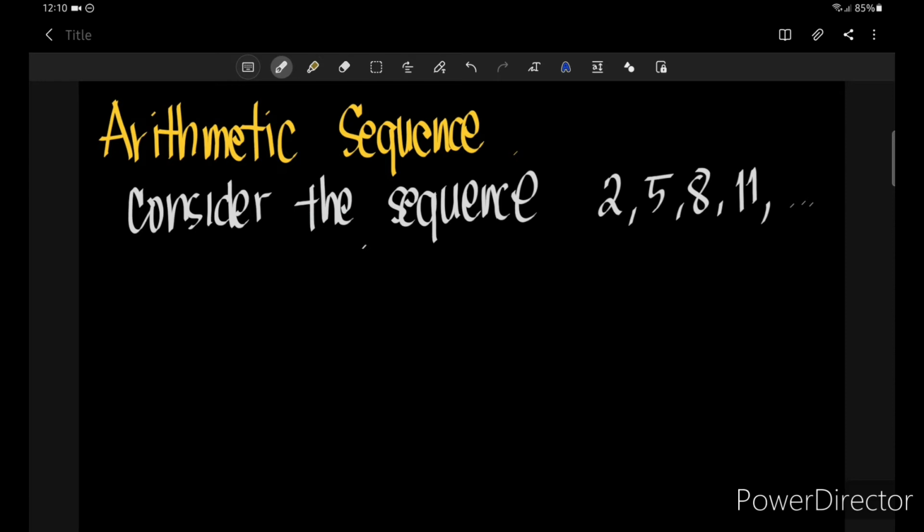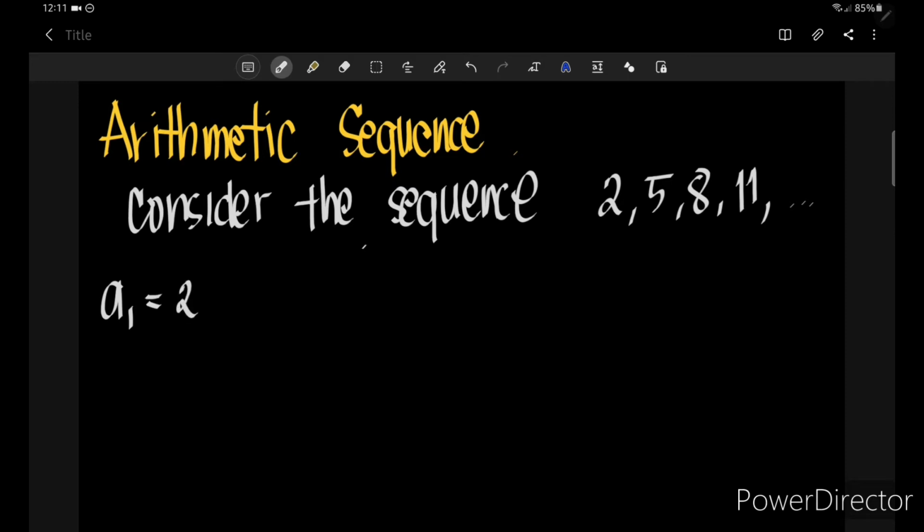Now, in order to arrive to the official definition of arithmetic sequence, let us first consider the sequence 2, 5, 8, and 11. Kung mapapansin natin sa sequence, nag-a-add tayo ng 3, no? Para makuha yung next term. At yan ay nangyayari onwards, no? Add ka lang ng add ng 3. Now, pwede natin i-denote yung ating sequence as A, and yung subscript, yung position po nito, o yung mga position ng terms natin.